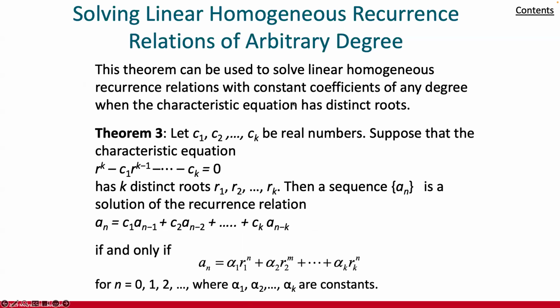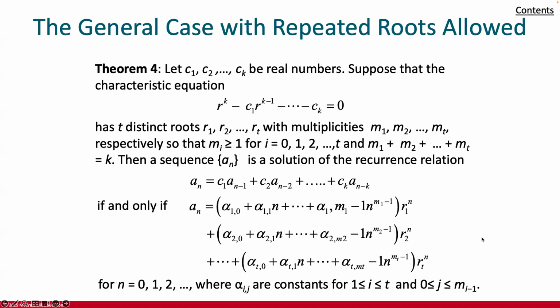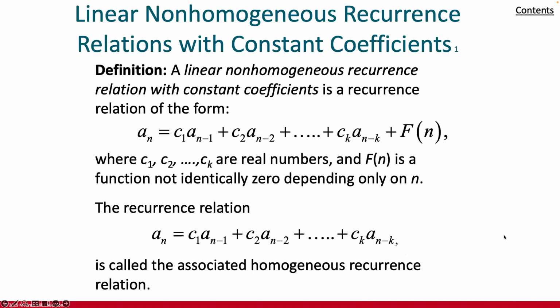The theorem can be used to solve linear homogeneous recurrence relationships with constant coefficients of any degree when the characteristic equation has distinct roots. So here is another theorem that's going to be helpful for us. I'm not going to go through this in detail. And here is the general case with repeated roots allowed. Here is another theorem that gives us some more interesting details of how we can go about doing that, and I'll refer you to Rosen for some of the details there.